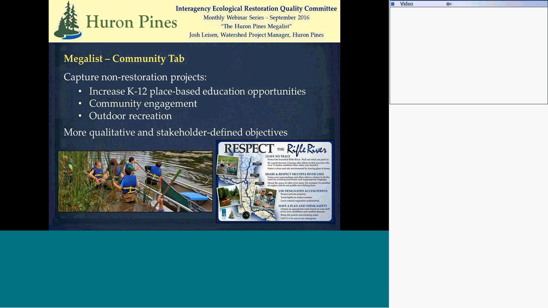Community projects tend to be more qualitative and more subjective than water or wildlife projects, but we still seek to identify the most meaningful projects that will yield the highest positive impact for communities and healthy natural resources. So we rely heavily on stakeholders to help us define high-priority community engagement efforts, and the community tab of the Megalist includes fields like audience, project purpose, a statement of needs, obstacles, recommendations, potential partnerships, and funding opportunities.